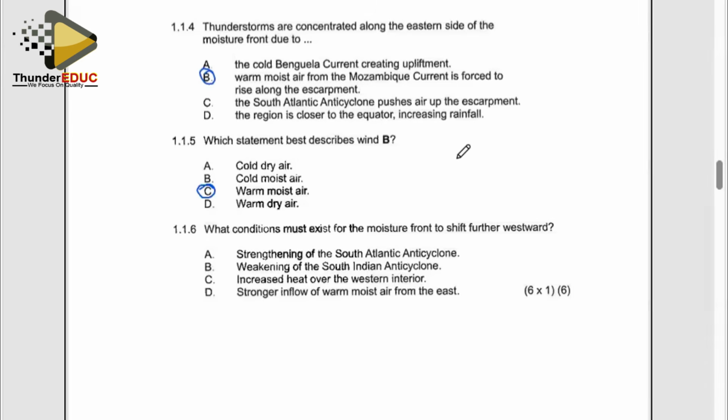That can only happen if there is a stronger inflow of warm moist air from the east, which is D. If there is a stronger inflow from the east, it means it's going to drive the colder air from the Atlantic to the western side. And that is an exceptional condition. Under normal conditions, our moisture front will drift eastwards. The moisture front is going to move towards the eastern direction.